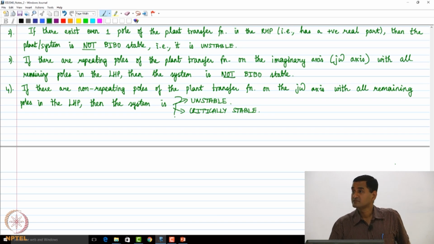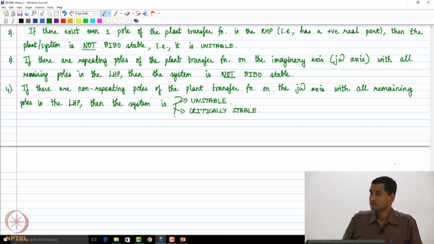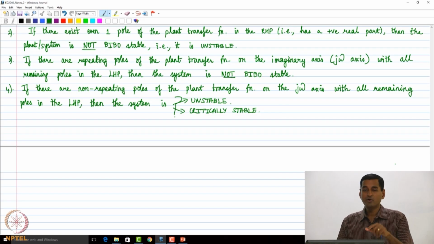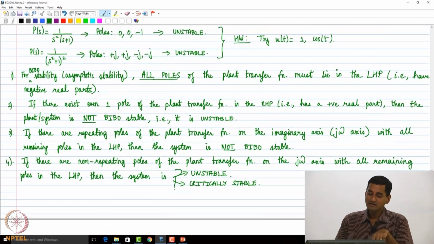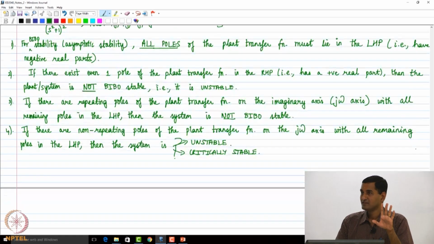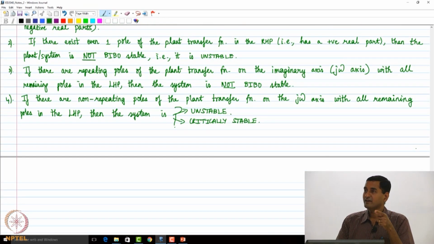Yes, please. You said that if it's BIBO stable, all the poles are on the LHP. Does that mean if all the poles are on the LHP, it is BIBO stable? Yes, exactly. That's what we are going to show. Good point. So condition number 1, I wrote that for BIBO stability or asymptotic stability, all poles of the system transfer function must lie in the LHP. The question was: if I find the transfer function and figure out that all poles lie in the left of the complex plane, is the system BIBO stable? The answer is yes. How? We are going to prove it.